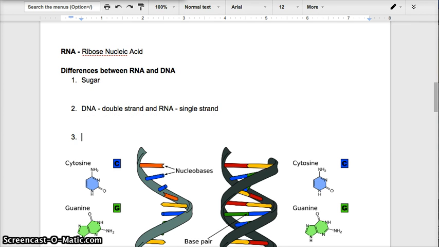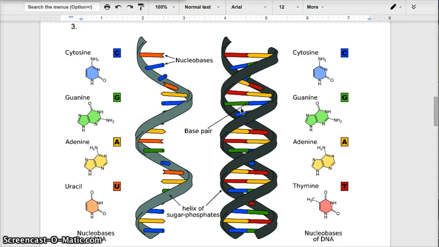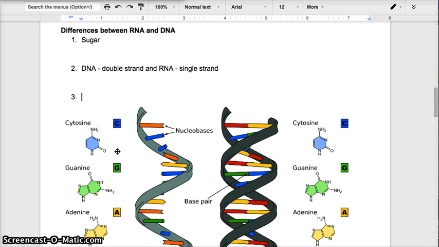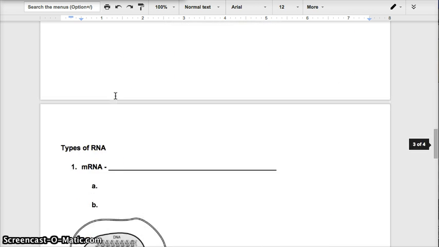And then the last one, and actually we can just look at this picture down here. Our last one, if you look at these bases, they both have C, they both have G, and C pairs with G in both cases. They both have A, but RNA has this uracil, or U, instead of T. So A pairs with U in RNA. So RNA has U instead of T. So that's how you can tell. If you're getting a sequence of bases and you're trying to figure out is it DNA or RNA, you're going to look at that. The U will give it away.